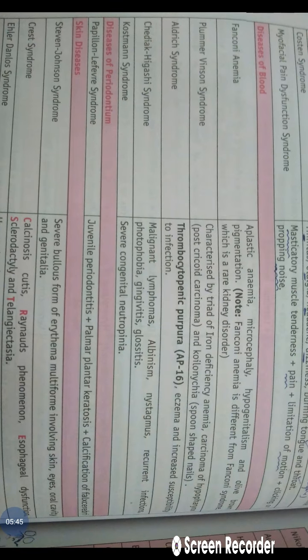After this, we have increased susceptibility to infections. All these things, eczema, a low number of platelets, as well as infection susceptibility, make up Eldridge syndrome. Then we have Chediak-Higashi syndrome. In this, we have a number of things.